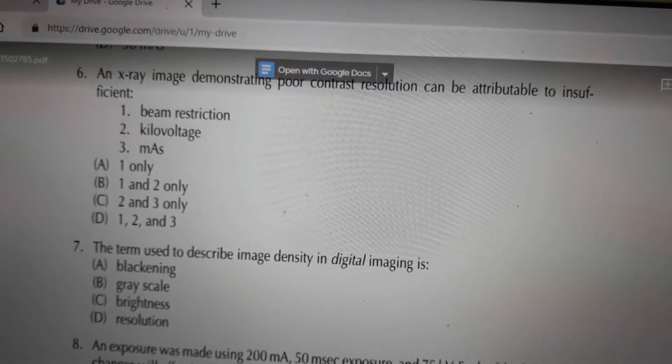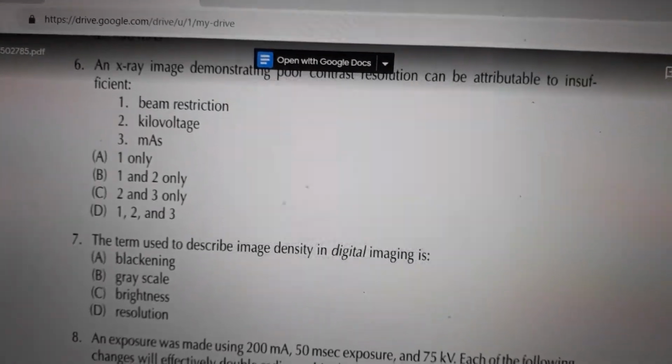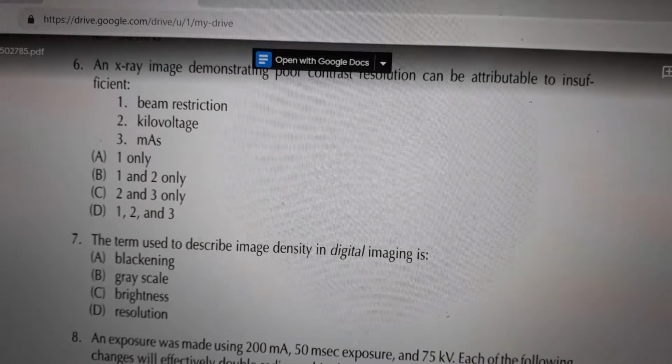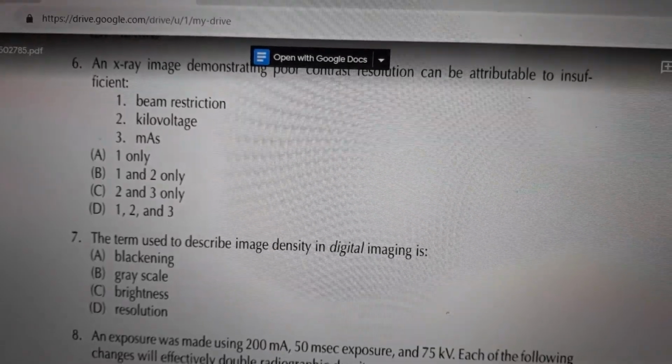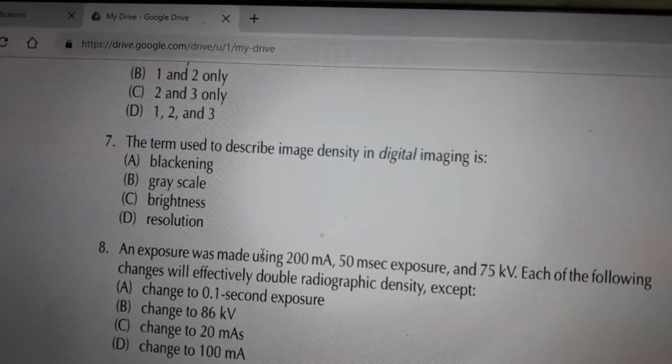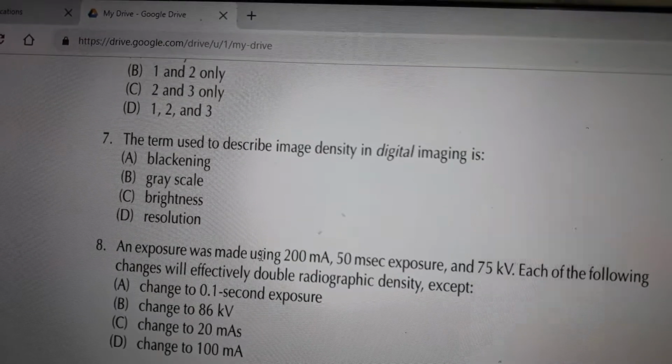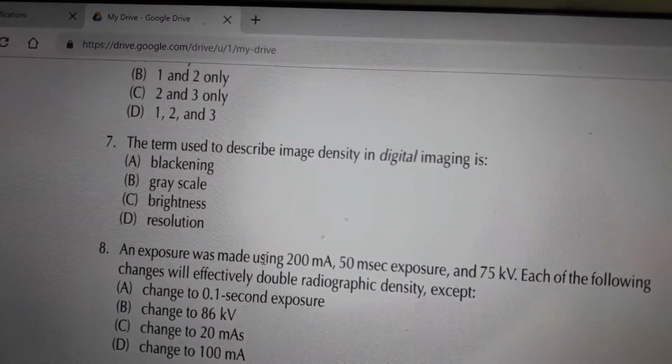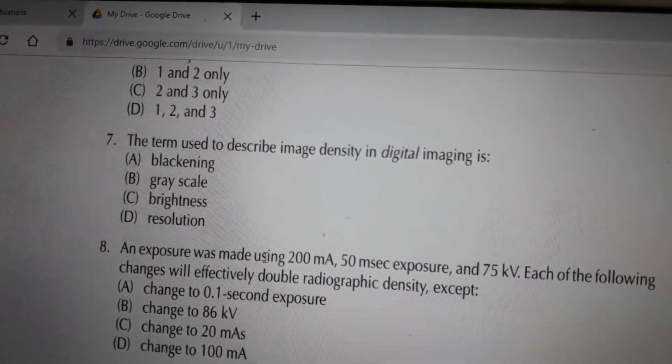The term that describes image density in digital imaging. Answer is A, blackening. I think wait. The answer is C, brightness. The term used to describe image density in digital imaging is answer C, brightness.